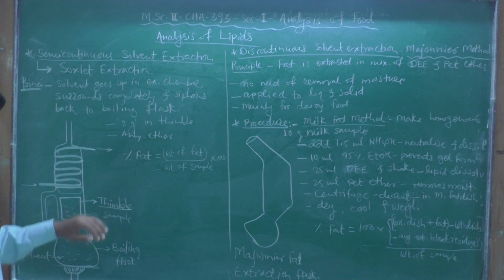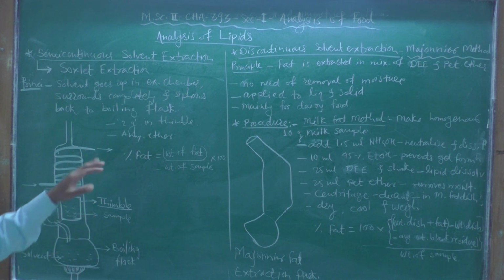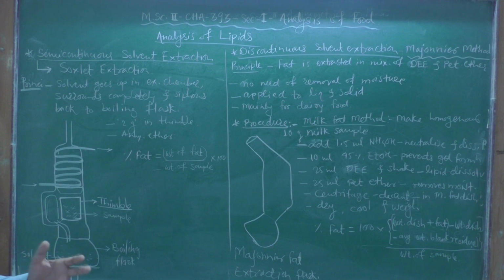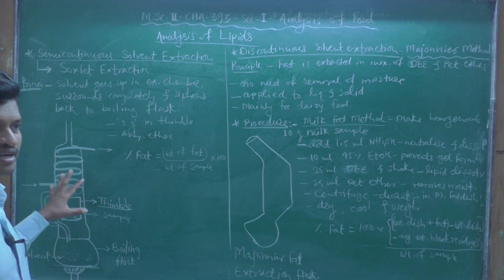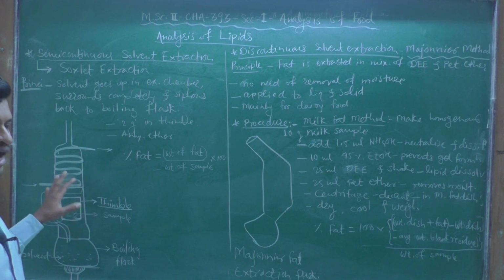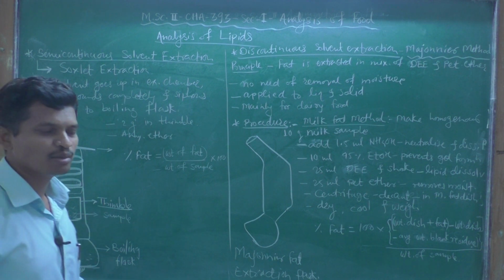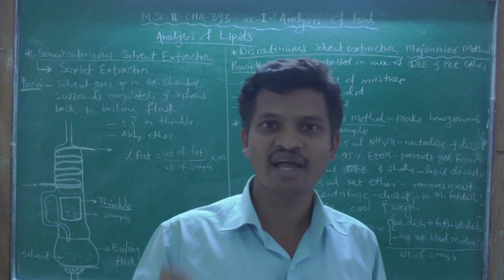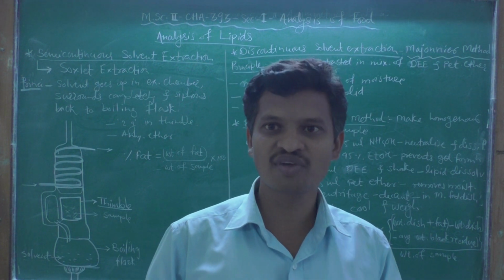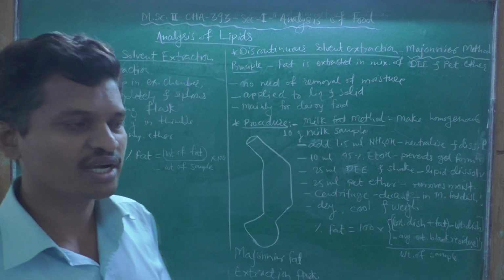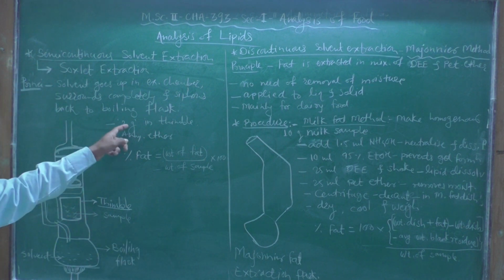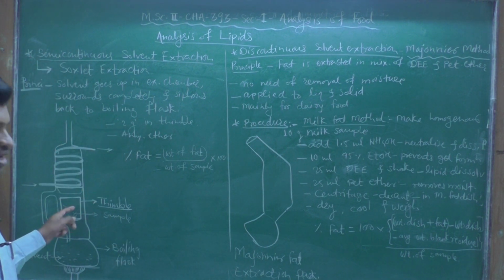Now the procedure. Take about 2 gram of sample in a pre-dried Soxhlet thimble. The Soxhlet apparatus mainly contains this thimble, so the thimble must be pre-dried and pre-weighed, that is, previously weighed and previously completely dried. So this 2 gram of sample is taken in the pre-dried and pre-weighed thimble.